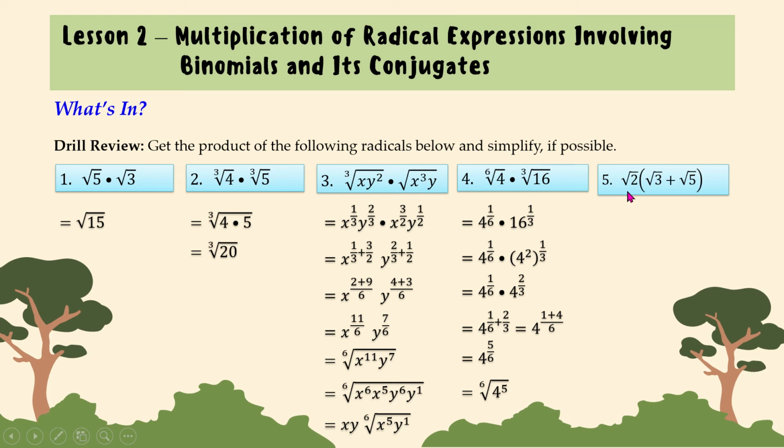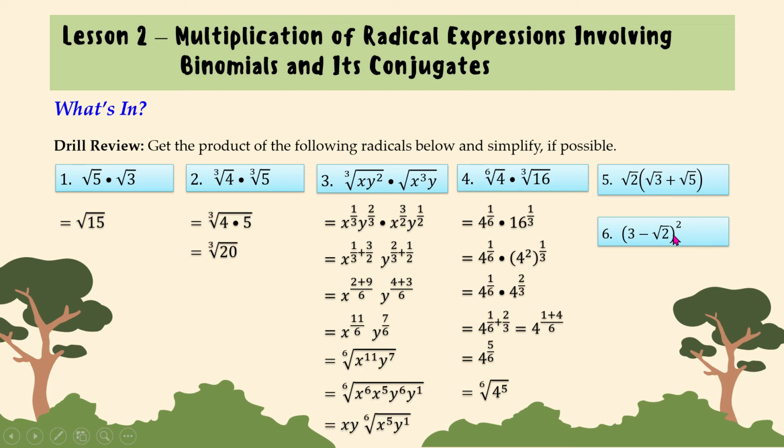The last example is square root of 2 times the binomial square root of 3 plus square root of 5. Is this part of our lesson? Is this item part of our discussion in lesson number 1? I guess none. Then this one, number 6, the square of the binomial 3 minus square root of 2. Can we answer this one? Not also. Why? This is not part. The last two items for this review are not part of our examples, case number 1, 2, and 3.